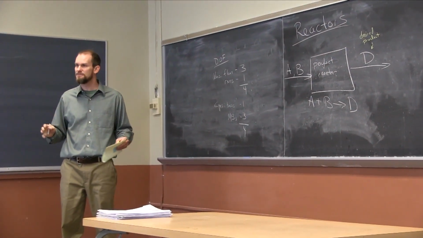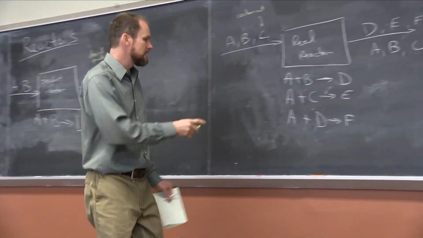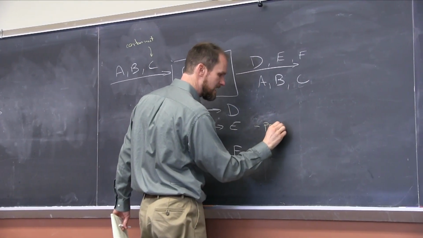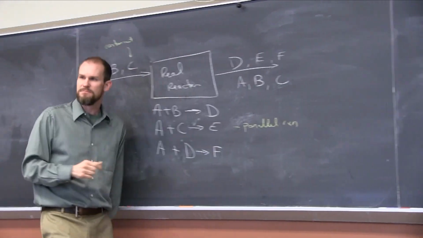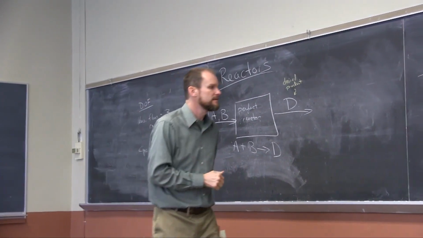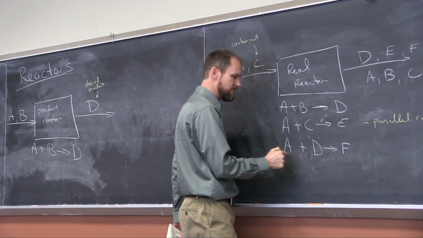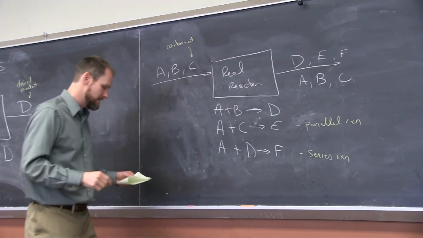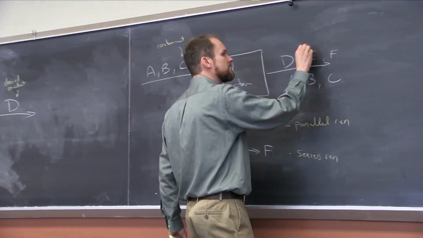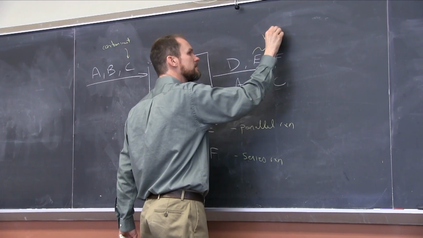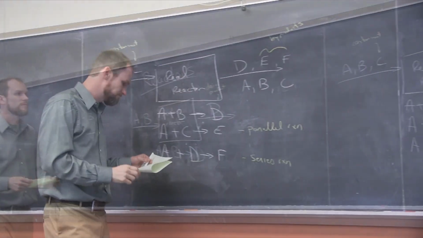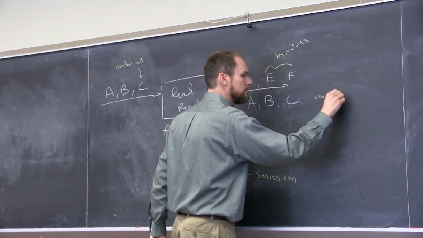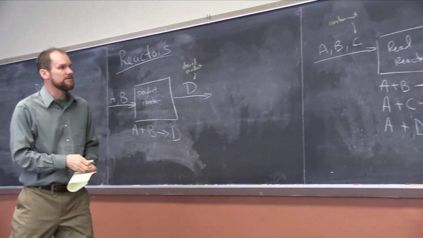So in a real reactor, we have a lot more species of stuff going on. Let's see, A plus B goes to D and A plus C goes to E. I call this a parallel reaction because it happens in parallel. A is doing these 2 different things. If A plus B goes to D and then D further reacts, I call this a series reaction. So E and F are byproducts. And then I have those reactants in the product stream also.